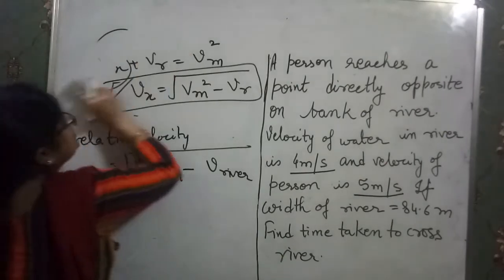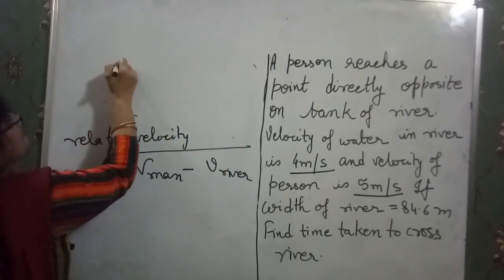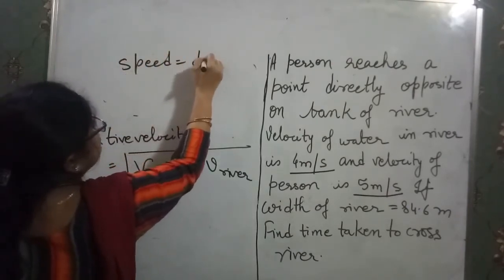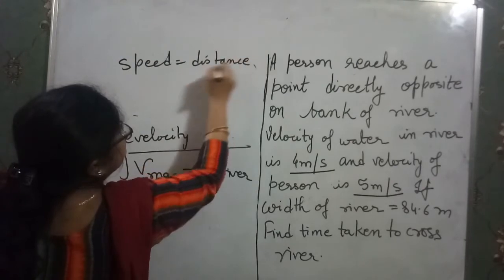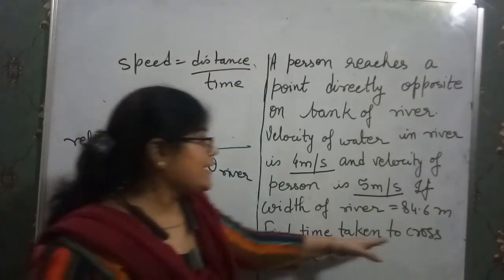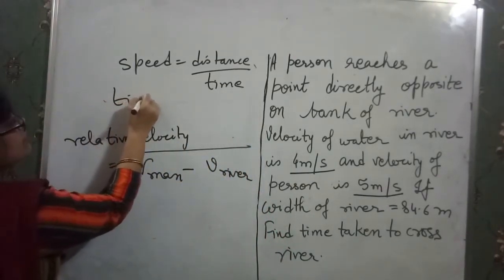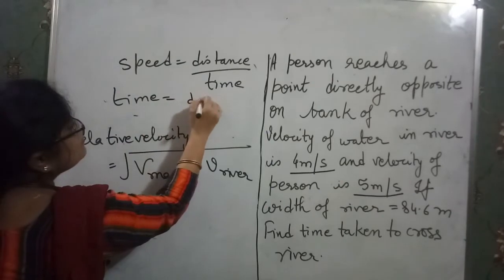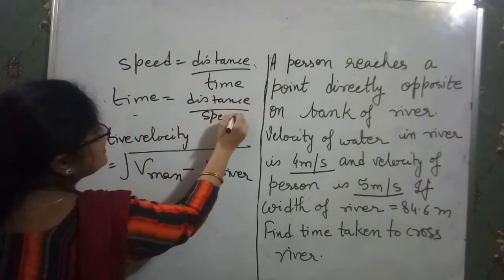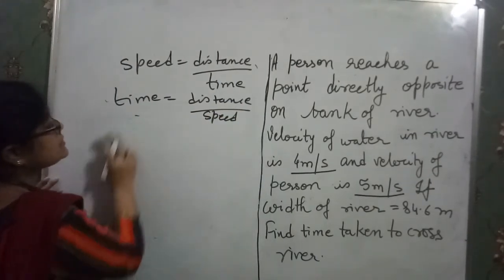Now comes to the question. We know our old formula: speed is equal to distance over time. So we have to find the time taken to cross the river. So our formula becomes what? Time is equal to distance over speed. Clear? Our formula becomes distance over speed.